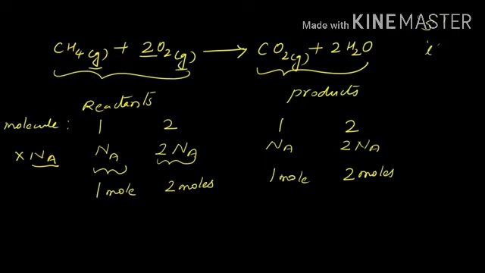So this is how we represent the chemical reaction using the Avogadro number, to express this chemical reaction in terms of moles. So it is clear that 1 mole of CH4 is reacting with 2 moles of oxygen to give out 1 mole of carbon dioxide and 2 moles of water. So we have got the ratio in terms of the number of moles also.